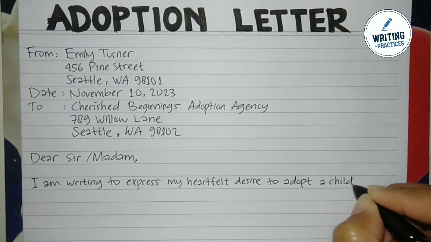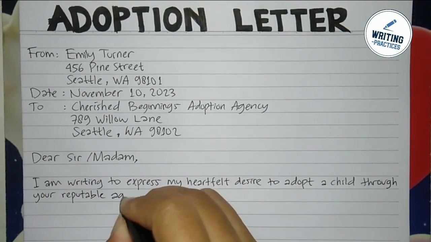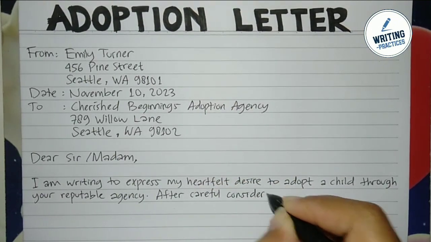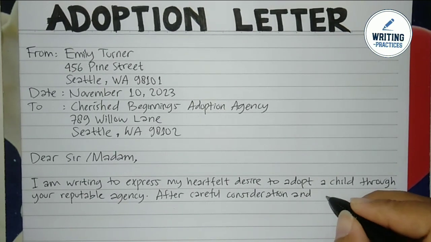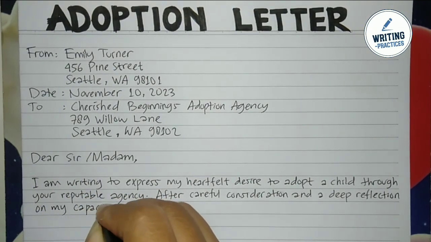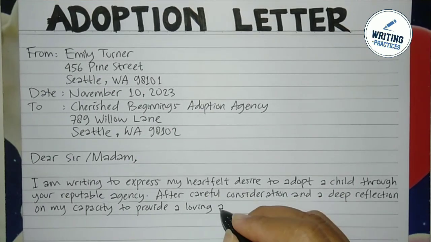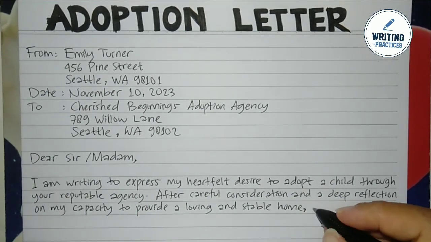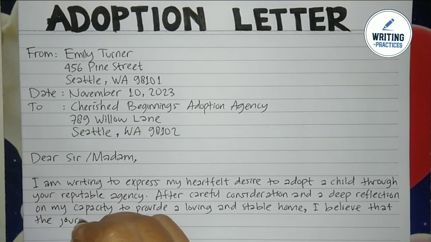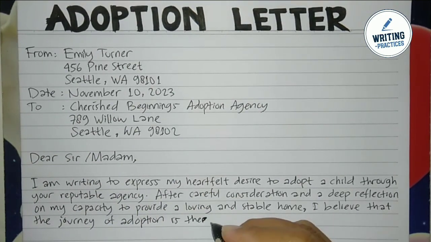For example, you may write, "I am writing to express my heartfelt desire to adopt a child through your reputable agency." Here, it is highly recommended that you emphasize the alignment with agency values. "After careful consideration, and a deep reflection on my capacity to provide a loving and stable home, I believe that the journey of adoption is the right path for me." You need to be confident when you write the letter. Be confident that you are eligible to be a parent. And this is the life path that you choose.